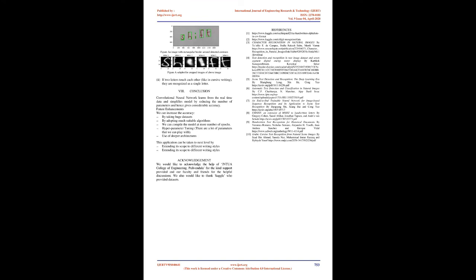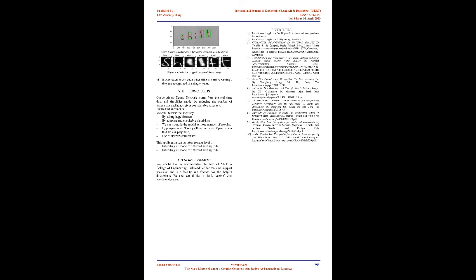The challenges involved: 1. Letters like i and j, which have a break in them, cannot be detected as a single letter. 2. If two letters touch each other, like in cursive writing, they are recognized as a single letter. These are the challenges we have faced while modeling the handwritten text recognizer. Figure: an image with a rectangular border around detected contours. Figure: a subplot for cropped images of the above image.